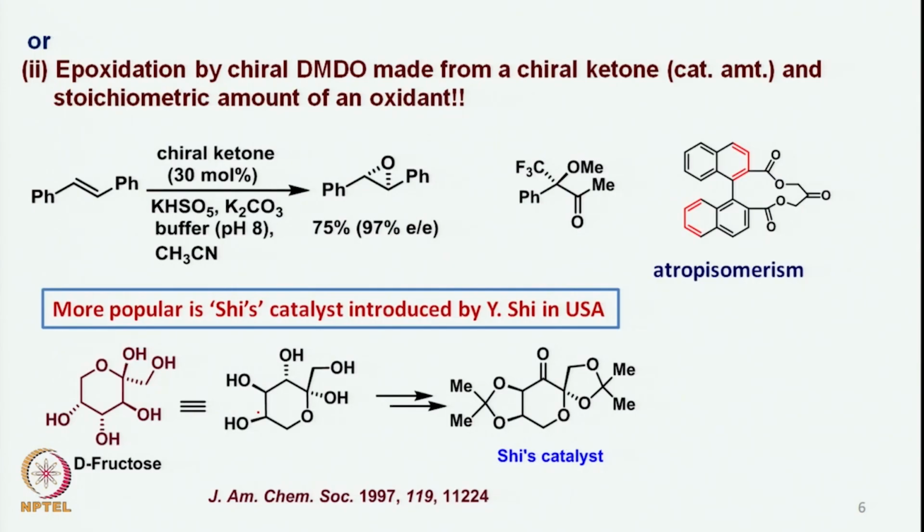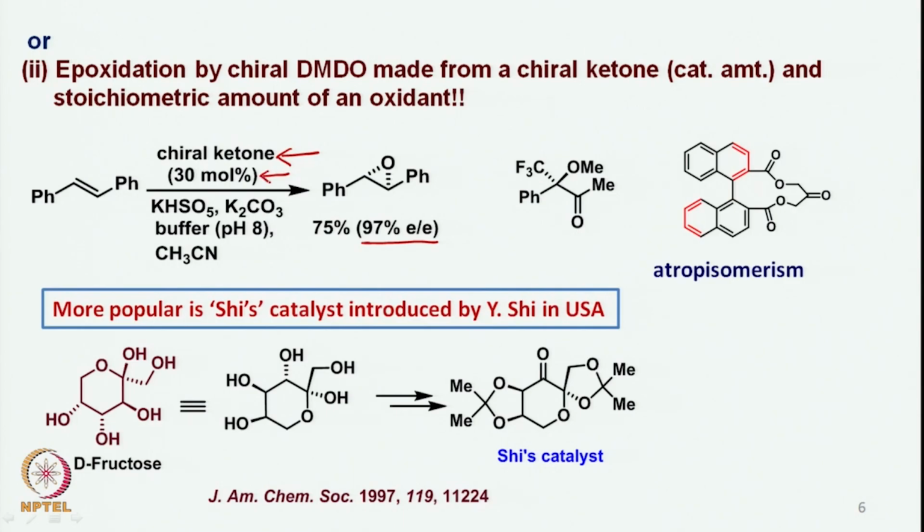Now this is one way of doing the epoxidation in a chiral fashion. The other way of doing chiral epoxidation is to start with a chiral ketone. As I discussed earlier, the chiral ketone can be utilized in a small amount, like for example in this case, conversion of this stilbene to the corresponding stilbene oxide in 97% enantiomeric excess under these conditions, where the chiral ketone is used, which is only 30 mole %.